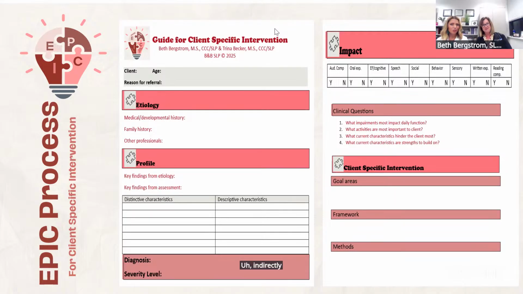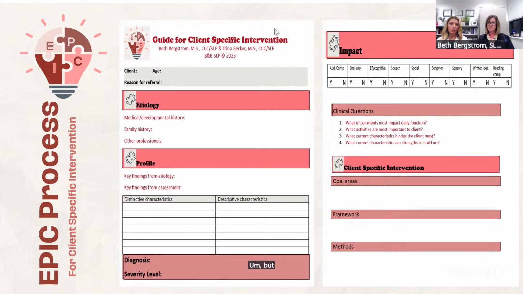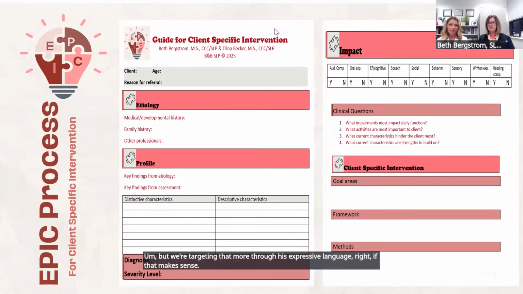Indirectly. He has some jargon that he uses. We haven't talked about that yet. Some jargon that's somewhat unintelligible. You're not quite sure what he is saying. But we're targeting that more through his expressive language, if that makes sense. Not targeting specific phonemes.